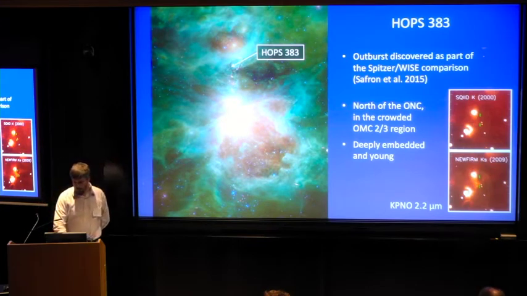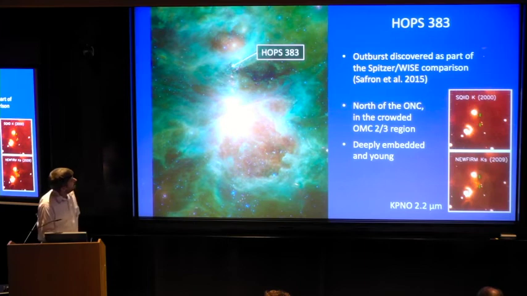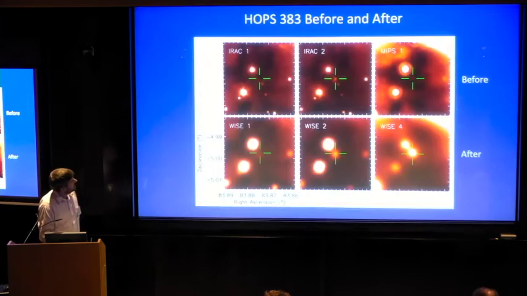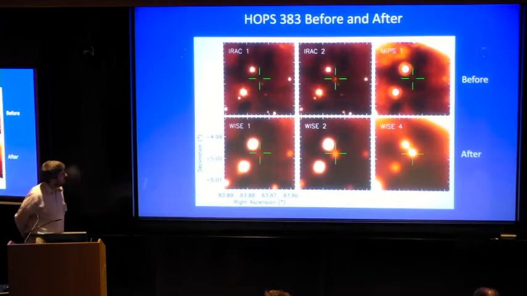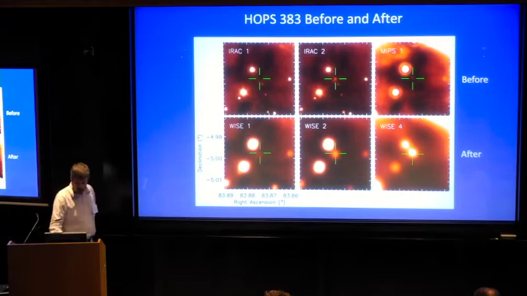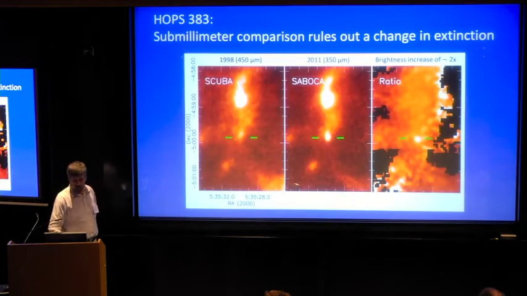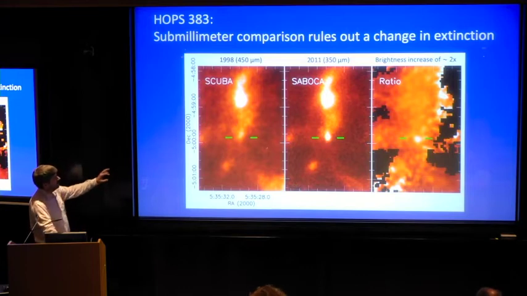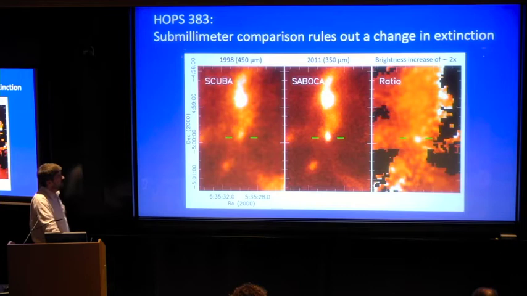There we go. Here's the before and after, where it's nearly invisible in MIPS and then becomes very bright in the WISE 22 micron image after the fact. And here, if we look at the submillimeter data, it becomes brighter at submillimeter wavelengths as well. So this points to it being a true outburst.